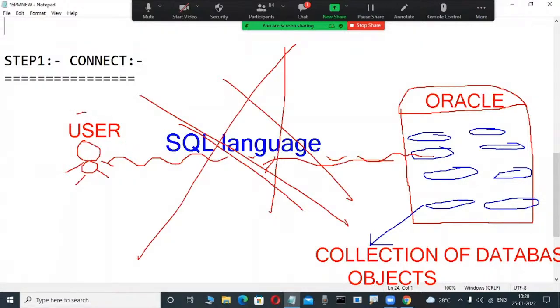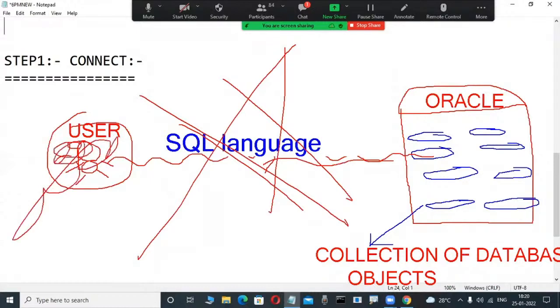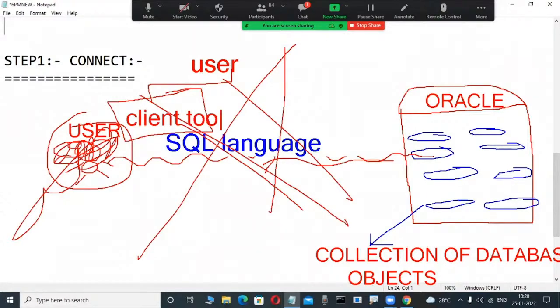Here, the user first connects to a tool. Only through that client tool or query tool do they connect to the server. This is important. First observe here, these users first connect to tools, query tools. These are called client tools or query tools. These are SQL Plus, SQL Developer, Toad; so many tools are there, don't worry.